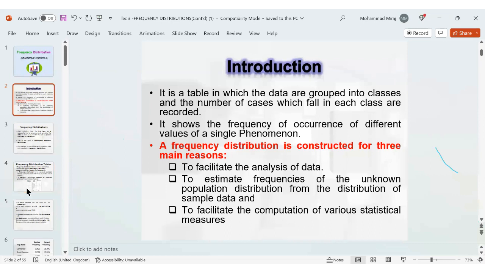Yes. Sir, is there any standard for estimation of frequency of unknown population distribution from the distribution of sample data? Bullet point number 2, sir. Point number 2, to estimate frequencies of the unknown population distribution.